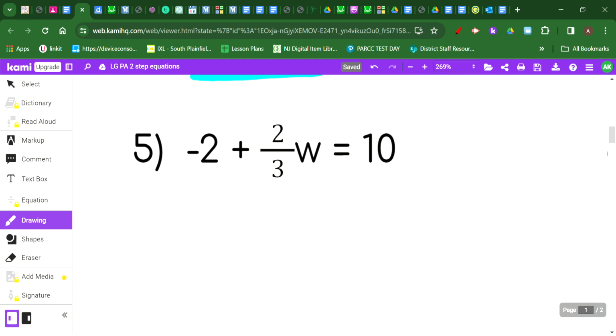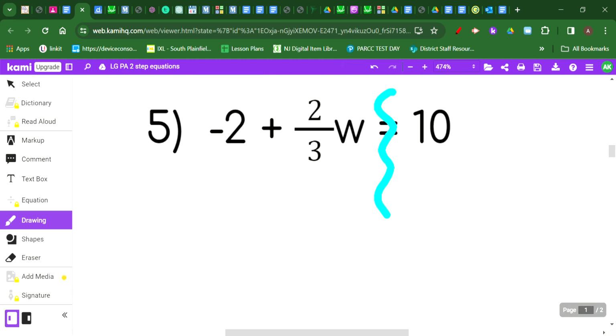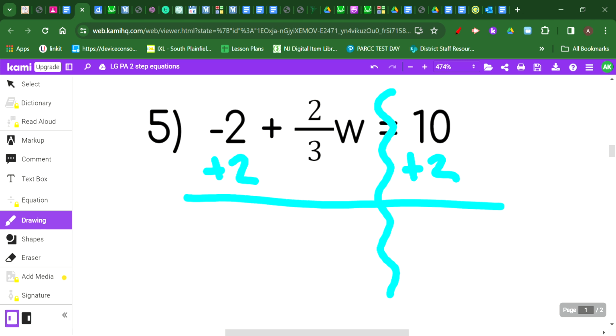All right, let's look at the next example. I'm going to draw the squiggly line down the equal sign. I'm going to start with the constant of -2. Then I'm going to do the opposite of -2 on both sides, which would be +2. Then I have 2/3 w equals 12.